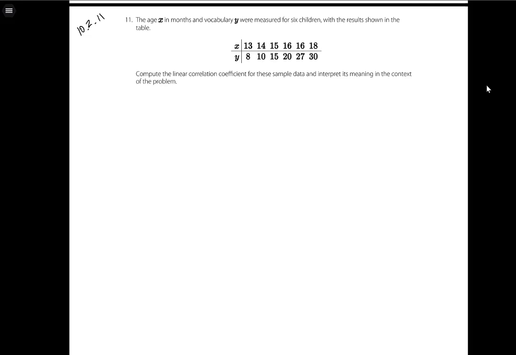The age X in months and vocabulary Y were measured for 6 children with the results shown in the table. Okay, so 13 months, just over a year, the kid knows 8 words. By the time they're 18 months, they know 30 words. Compute the linear correlation coefficient for these sampled data and interpret its meaning in the context of the problem.